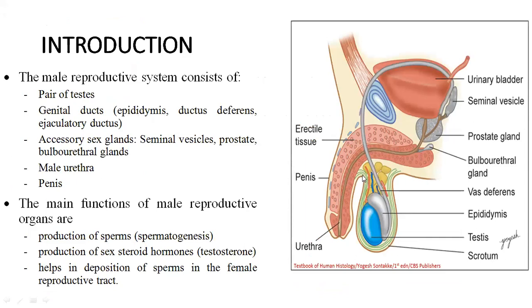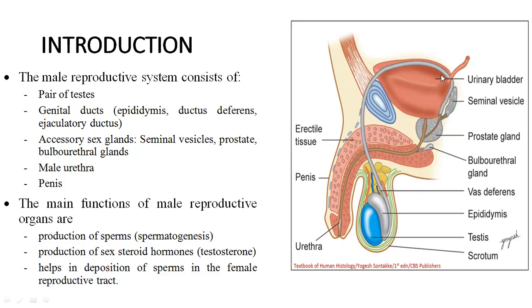Then we will see we have two scrotal sacs, one on each side. Inside this scrotal sac, we have the gonad, that is the testis. Over the testis, we have the epididymis. The epididymis has a head, body, and tail. The tail of the epididymis continues as the vas deferens. The vas deferens goes behind the urinary bladder.